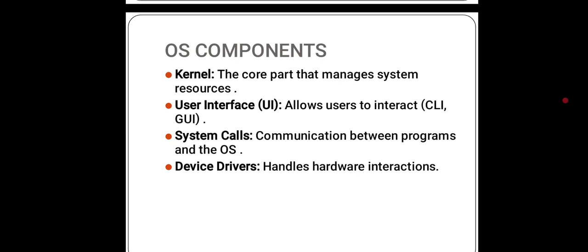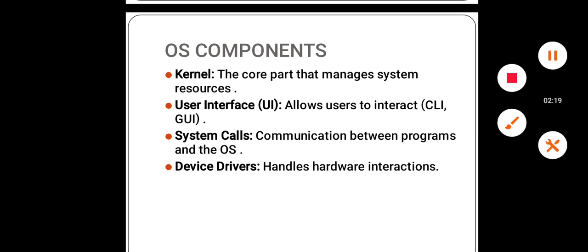Next, system call. It acts as a bridge between user applications and the OS, and it enables the program to request a service from the OS. And last, device drivers, software that allows the OS to communicate with hardware. For example, a printer driver helps the OS send print commands. These are the OS components.